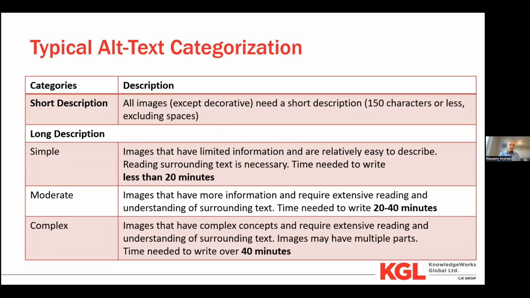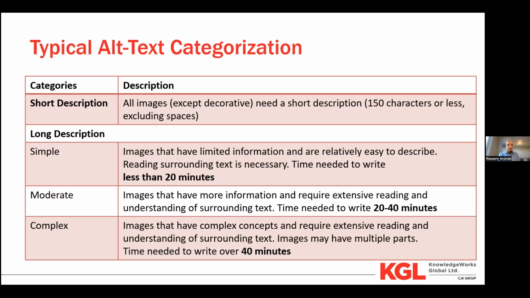However, we have seen in the past that not every author wants to be involved with that process. So, when we write alt text, this is how we typically categorize them. I just wanted to present that as well. All images, except if they're decorative, need a short description. These are typically 150 characters or less, excluding spaces. Some images would need long descriptions. That would be images where the short description is not enough, and there is more information to be talked about.